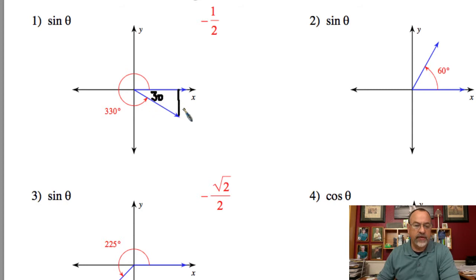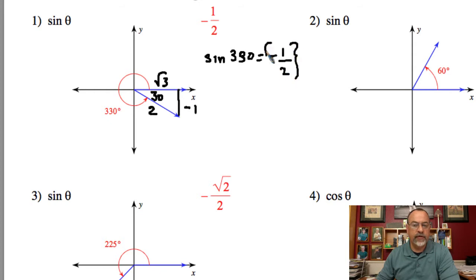Once I know that that's a 30, I can then set up my sides. The opposite of the 30 is a 1, but because it goes down, it's a negative 1. This would be a square root of 3, and then the hypotenuse is a 2, and then I simply write my ratio. The sine ratio of the 330-degree angle is the opposite side, which in this case is negative 1, over the hypotenuse, which is 2, so the sine of 330 is negative 1/2.